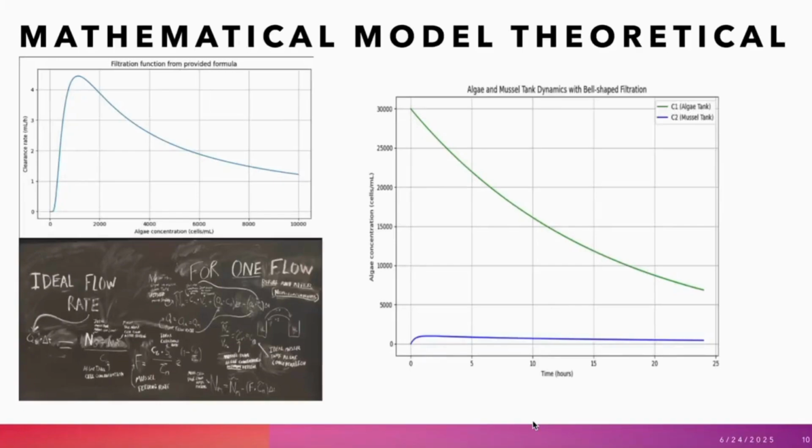Top left, we have the filtration function, which is really important for all these following graphs. On the bottom left, we have sort of a flow chart of our DIA process for the system. And on the right, we have a 24-hour model that shows the algae concentration and the muscle concentration being constant where we need it to be.